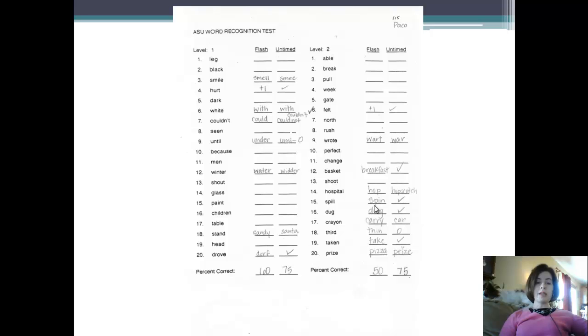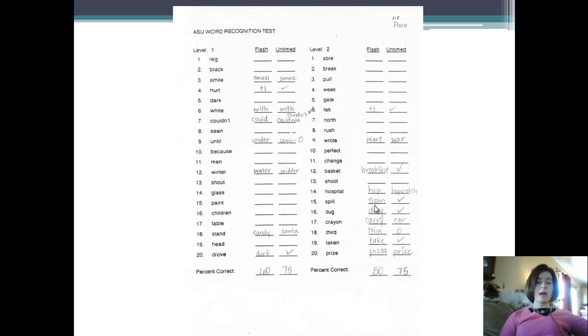This is level 1 and level 2. There are 20 words for level 1, 20 words for level 2. So you'll notice from this that the student must have identified words 1 and 2, no problem, in the flash test. But when the student got to word 3 in the flash test, instead of saying smile, they said smell.